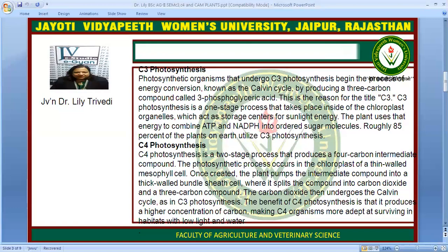So the benefit of C4 photosynthesis is what? It is more adept at surviving in habitats where there is low light and water, and it further produces more concentration of carbon dioxide.